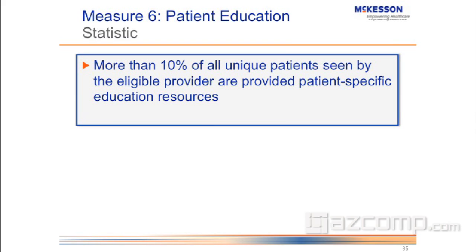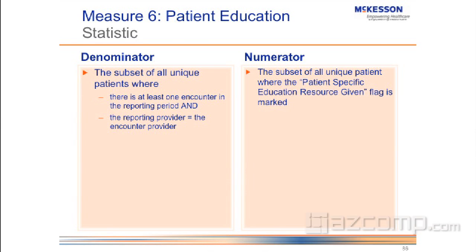Patient education, the measure for this one is more than 10% of all unique patients seen by the eligible provider are provided patient-specific education resources. The subset that at least one encounter in the reporting period and the reporting provider is the encounter provider. The numerator is the subset of patients where the patient-specific education resource flag is marked.